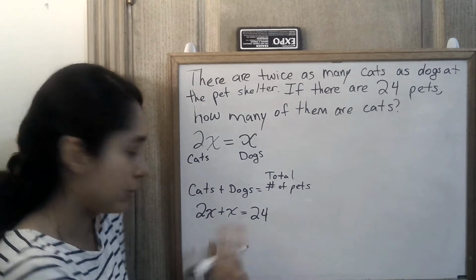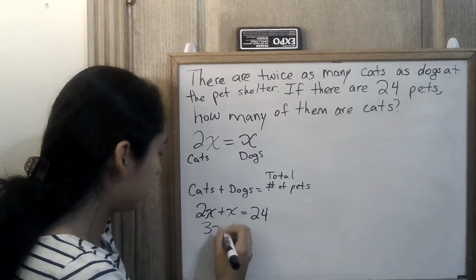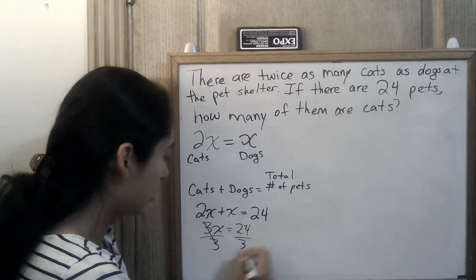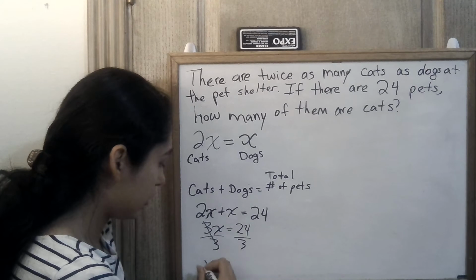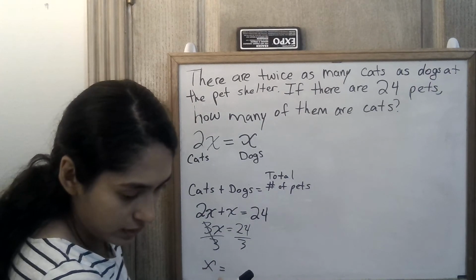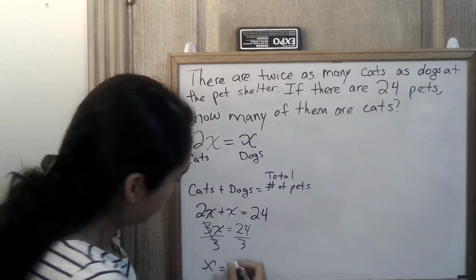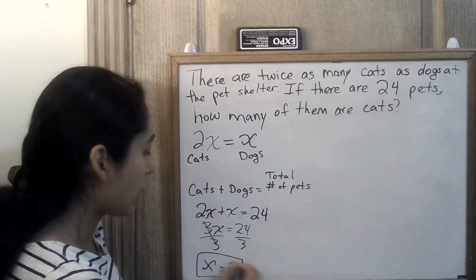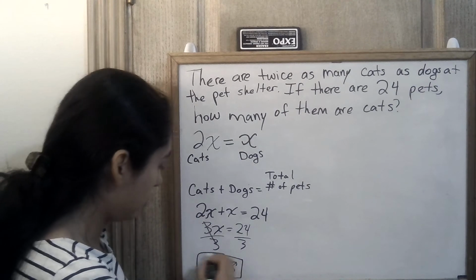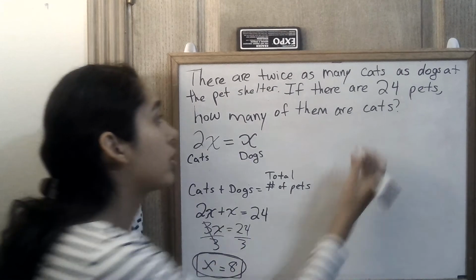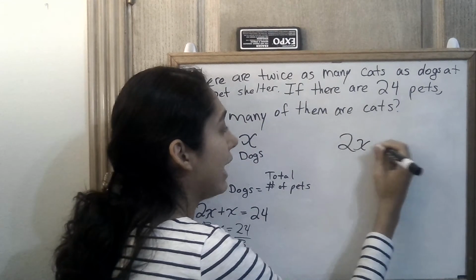I can combine like terms here and end up with 3x is equal to 24. Divide by 3 on both sides. x is equal to 8. So I'm not done yet. Here you might want to just circle instead of box. I'm looking for 2x, cats.